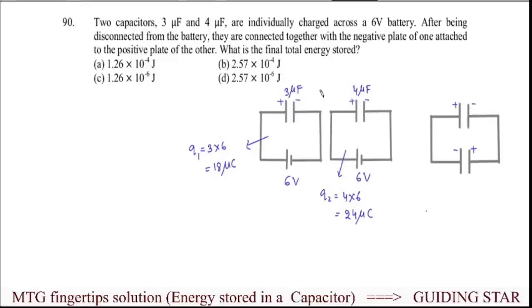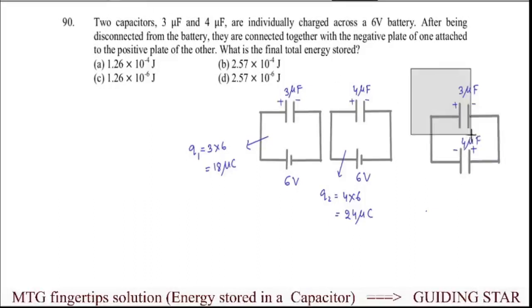Now they are saying that these two capacitors are disconnected from the battery and connected together. Assume this is the 3 microfarad capacitor and this is the 4 microfarad capacitor, with the negative plate of one attached to the positive plate of the other. That means the positive plate of the 3 microfarad capacitor is connected to the negative plate of the 4 microfarad capacitor, or we can say the positive plate of 4 microfarad, negative plate of 3.